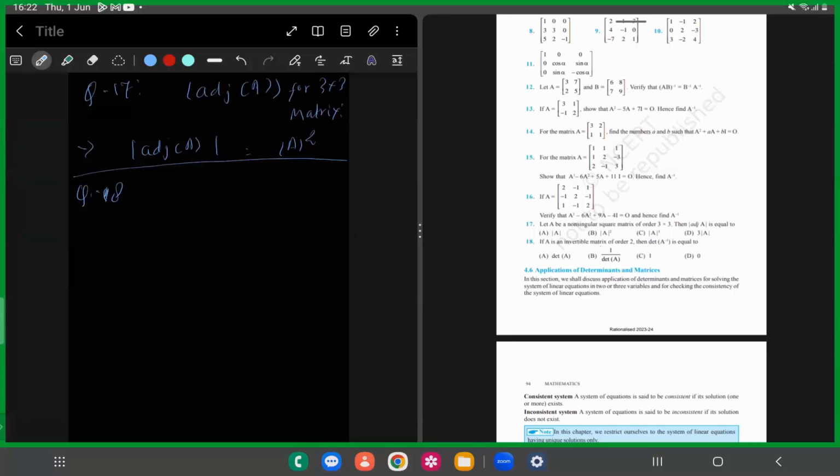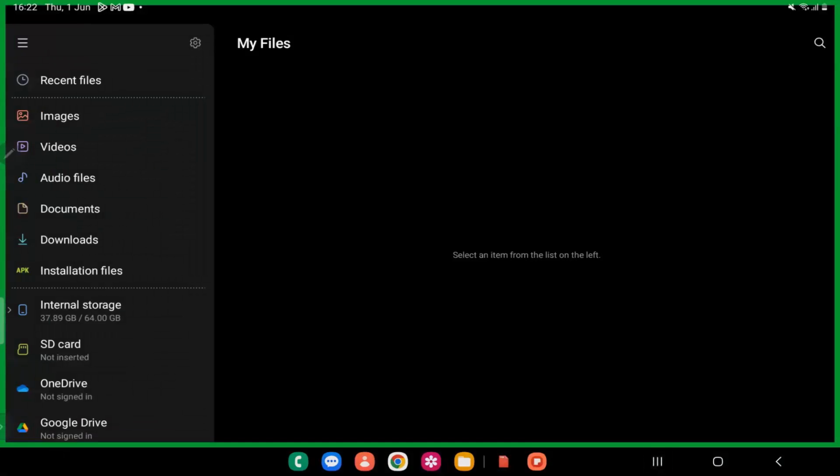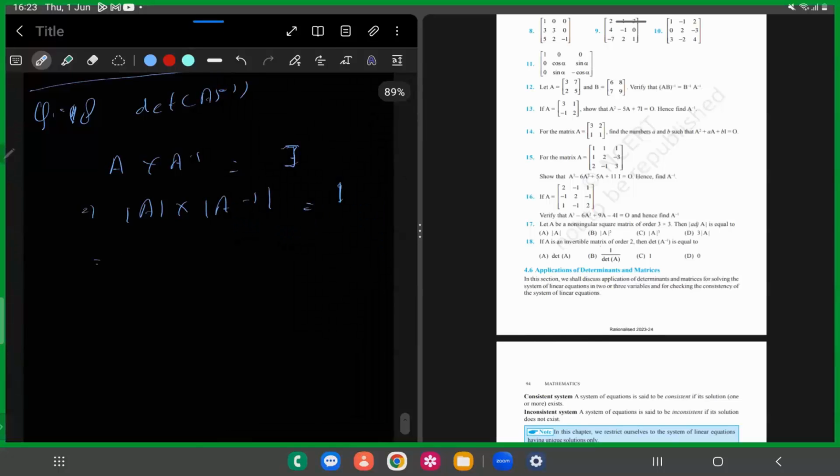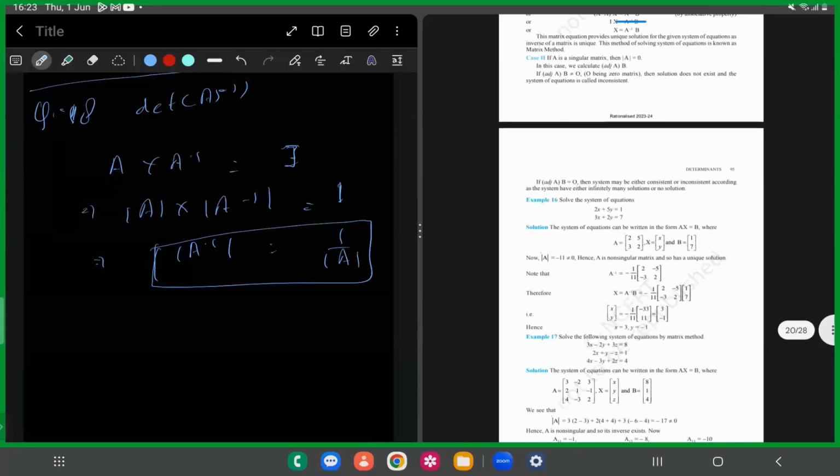And if we talk about question number 18, it is given that matrix A is invertible. That means its inverse actually exists. So you have to find the determinant of A inverse. You know that A into A inverse is the identity matrix. So if you take the determinant on both sides, then this should be determinant of A into determinant of A inverse is equal to 1, because the determinant of the identity matrix is 1. So from here the determinant of A inverse is equal to 1 by determinant of A. This is our result.